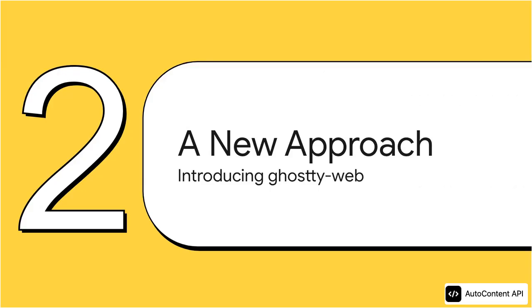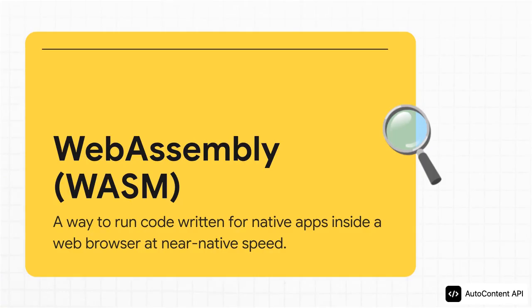Okay, so if rewriting by hand is the problem, what's the solution? Well, it's a completely different way of thinking, and it's all wrapped up in a new library called Ghostty Web. Instead of rewriting the novel, it's like bringing the original author to a new country. And the key, the secret sauce that makes this all possible, is WebAssembly, or WASM for short. The easiest way to think about it is like a universal translator for the web. It lets you take code that was written for a native desktop app and just run it directly in your browser, and at blazing fast speeds.